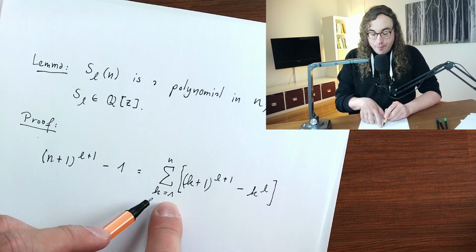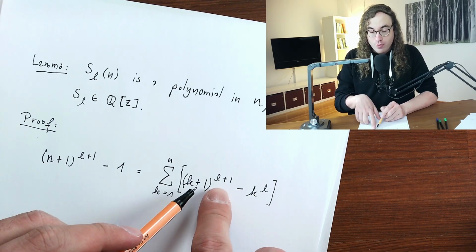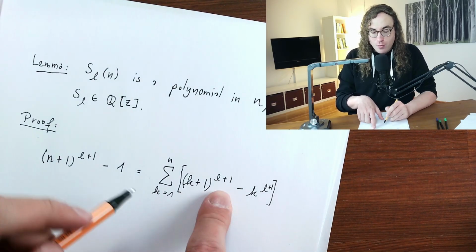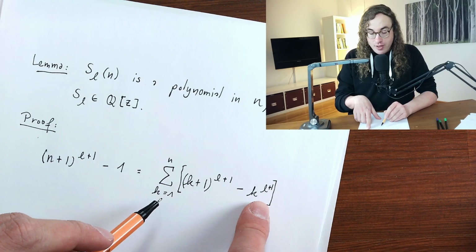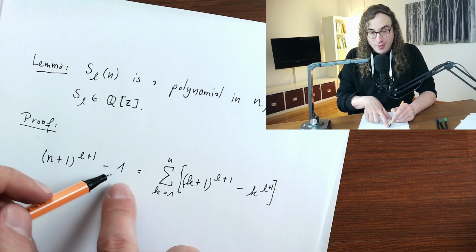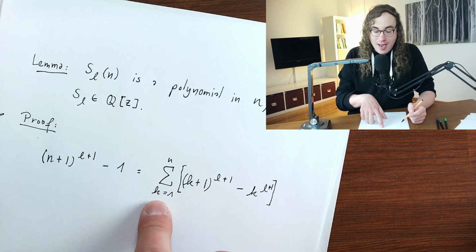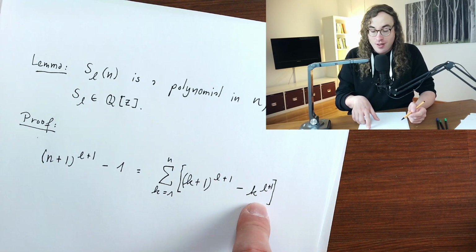Well, so for k equals 1, we get 2 to the l plus 1 minus 1 to the l plus 1. And this 1 to some power will just be 1 always. Here we have 2 to the l plus 1, but once k is 2, we get a minus 2 to the l plus 1. So this will cancel with this 2 in the previous summand.